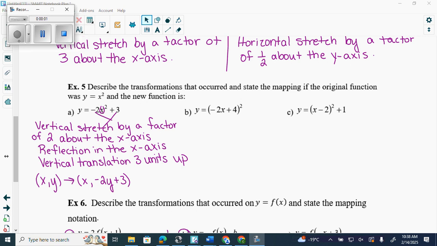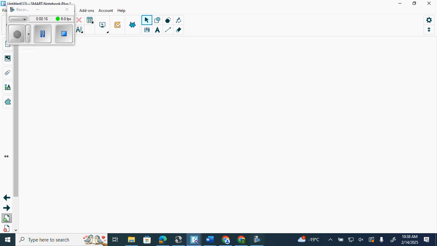x's be crazy, so if we go from the equation to words or to mapping, our x's switch, right? Horizontal stretch flips, reflection changes, all those things. Horizontal translations are opposite, right? When we talked about horizontal translations, though, I just want to show you guys something.